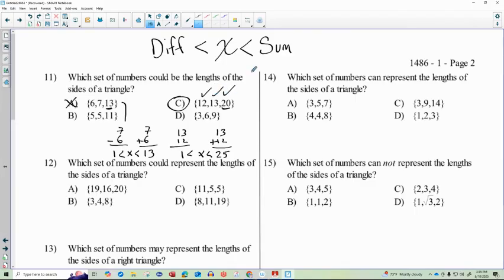All right. The only thing to be careful about in these questions is when they ask you the opposite. This one says which one could. That means there's only one good one. When it says which one cannot, that means there's only one bad one. And I'll tell you right now, this one is the bad one.